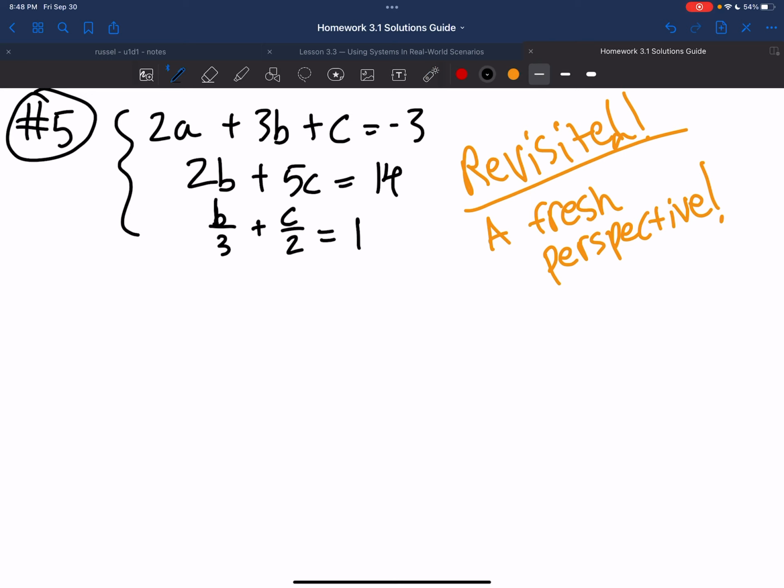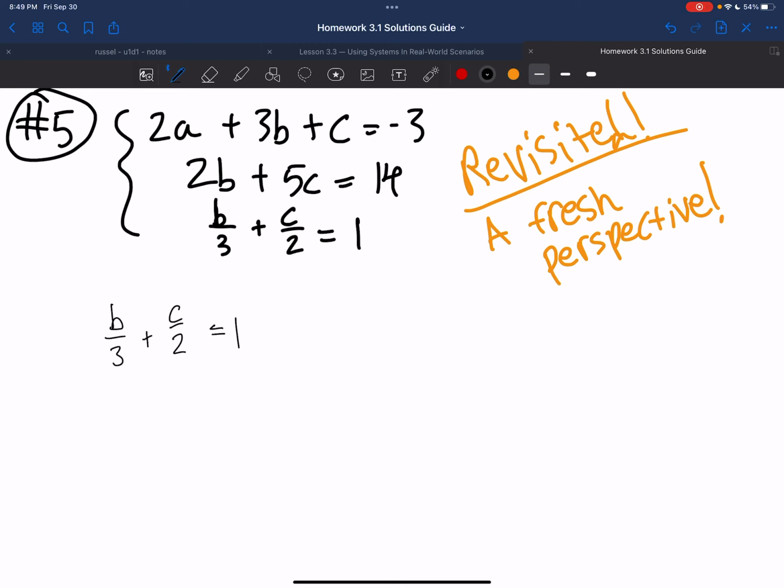So let me show you what our student did. This is great. He said, let me take a look at B over 3 plus C over 2 equals 1. Now, what he noticed was that if you don't like fractions, you can get rid of fractions by multiplying by the denominator, right? And I have two fractions here, B over 3 and C over 2.